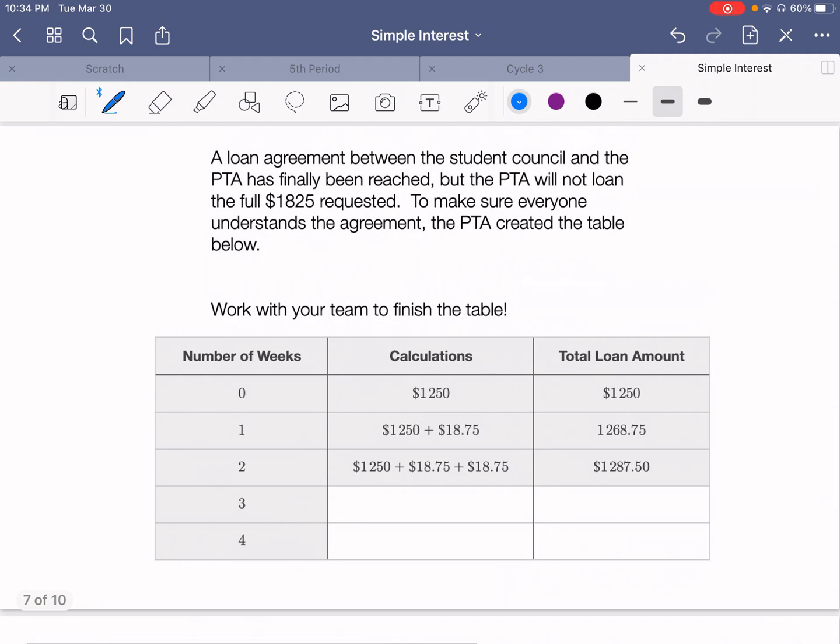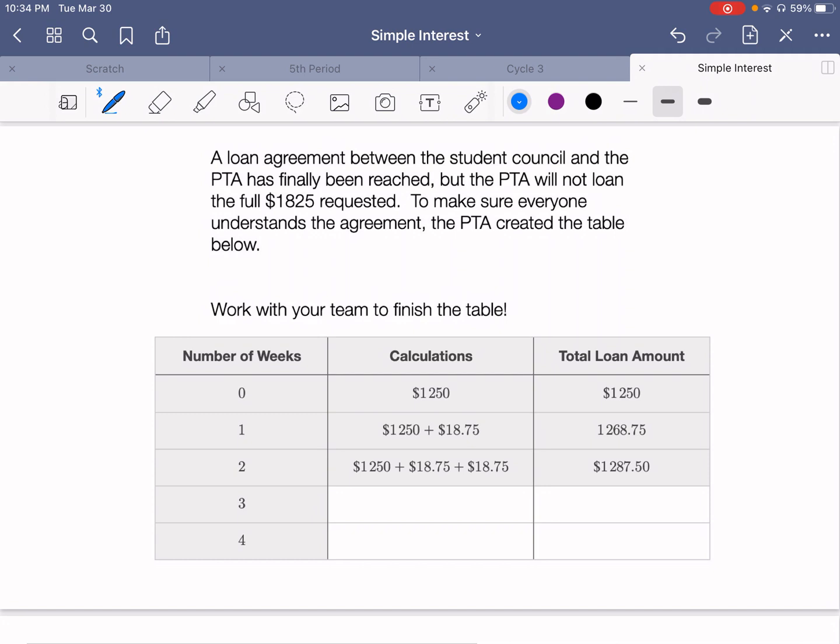All right, a loan agreement between the student council and the PTA has finally been reached, but the PTA will not loan the full money requested. I don't know if any of you can relate to that. You go to your parents, you go, hey, look, I want to buy this thing. I want this much money. And they say, no, we'll give you some money, but not as much as you want.